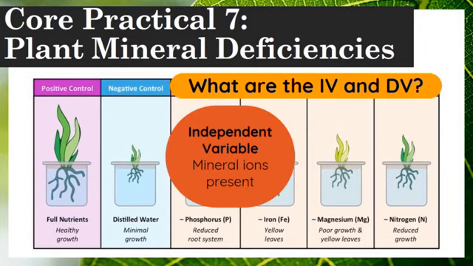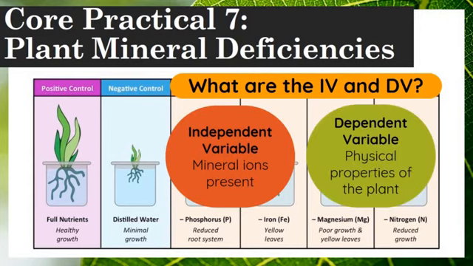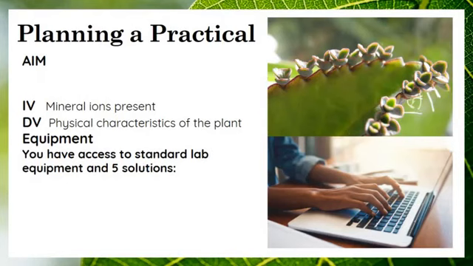So in this little investigation below, you can either have full nutrients, distilled water, phosphorus, iron, magnesium, or nitrogen. They've chosen the conditions in which to grow these plants. That's the independent variable. The dependent will be what you're measuring or what you're looking at, and in this case we're looking for the physical characteristics or properties of the plant. So let's look at how we'd plan this practical.